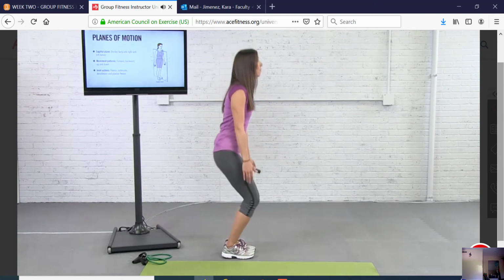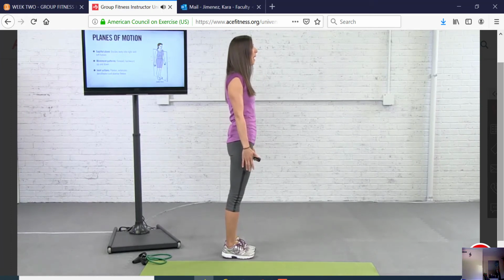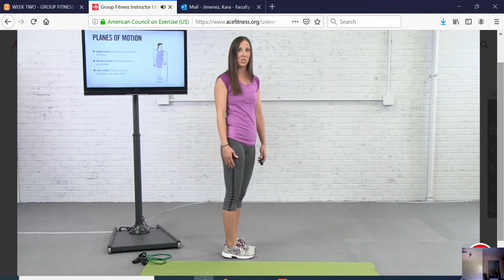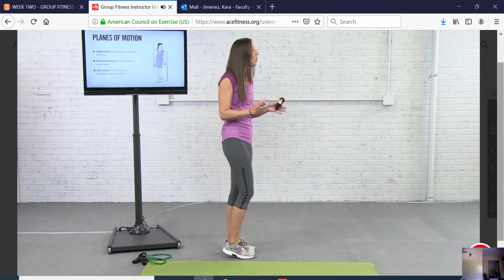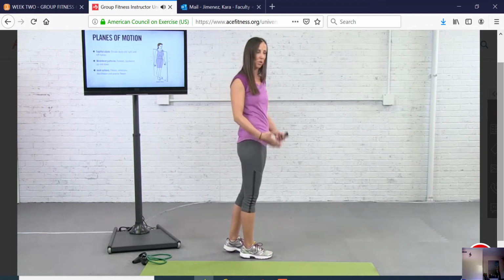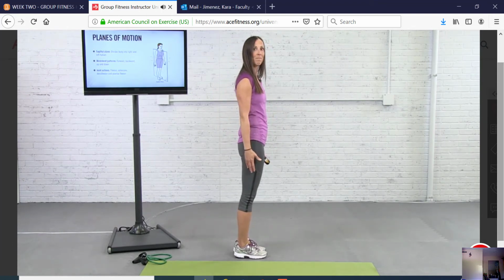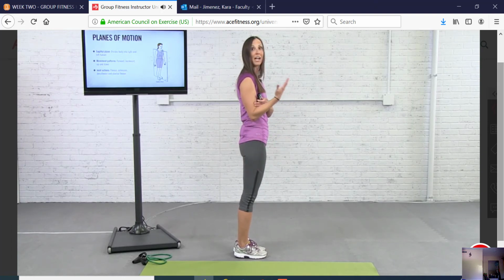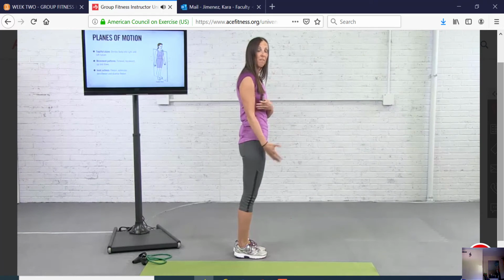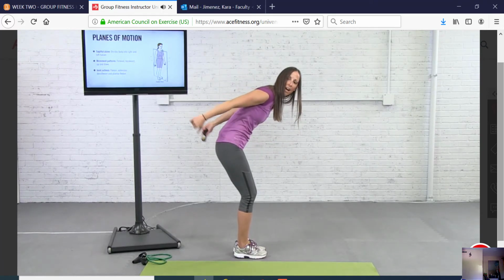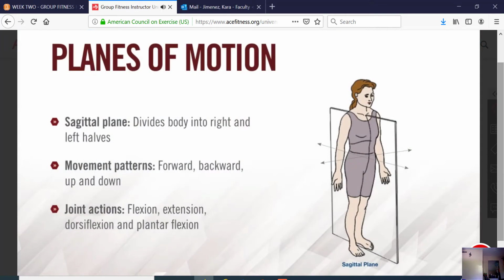I can move down and I can move up and still be in the sagittal plane. Joint actions that occur in the sagittal plane are flexion. If I were to do a bicep curl, my arm is in contact with the wall. If I were to do a tricep kickback, extension of my arm, I'm still in contact with the wall.